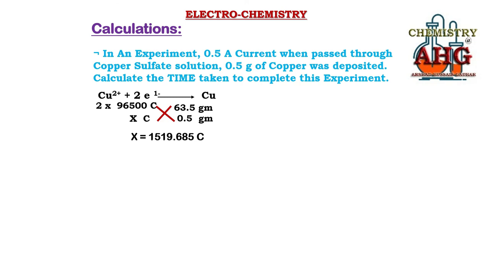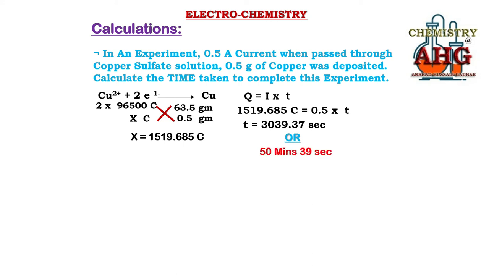So now we will use the formula Q is equal to It. We have the charge, we have the current, we can find the time. Insert the values. The time that you will get will be in seconds. You can leave your answer in seconds, or if in some cases you have been asked to show your time in terms of minutes, you can divide it by 60 and show your time like this, 50 minutes and 39 seconds.